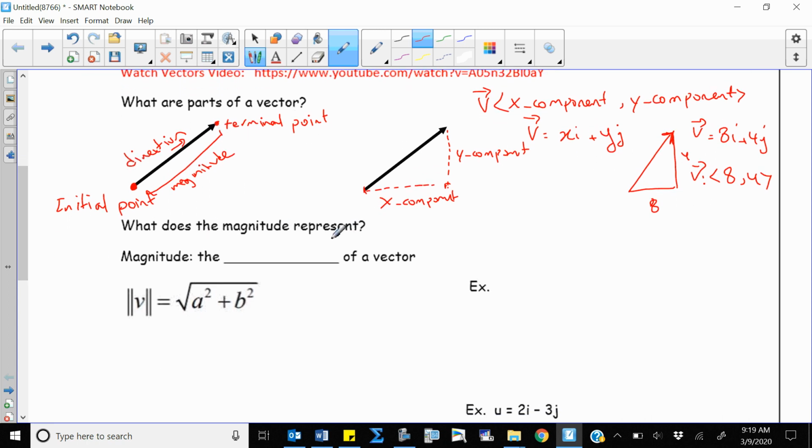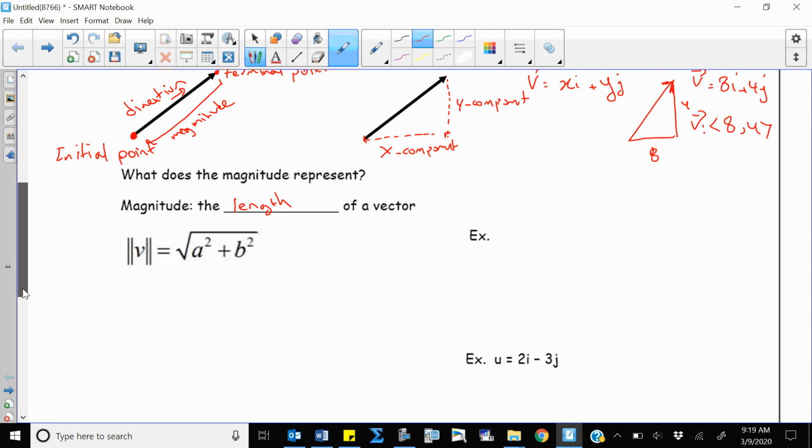What does the magnitude represent? As we just talked about, the magnitude is the length of the vector. How do we find the length of the vector, or magnitude? As you see here, we have made a right triangle using the x and y components. And the magnitude is the length of this line, which is basically, in this triangle, the hypotenuse. We know that using the Pythagorean theorem, we can easily find the hypotenuse of a triangle.